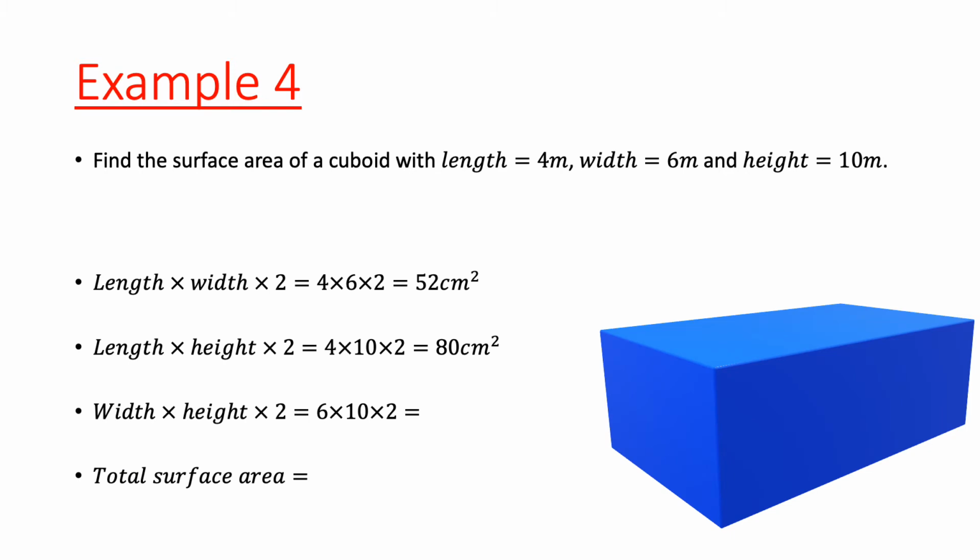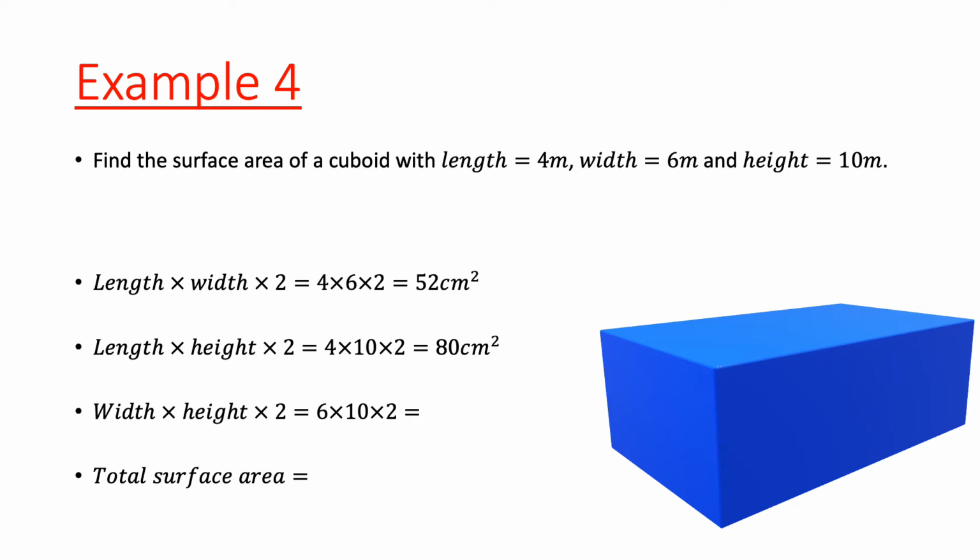Right, example 4, guys. Find the surface area of a cuboid with length 4 meters, width of 6 meters, and then height of 10 meters. So what we're going to do here is multiply by 2. Here is 4 meters, the width here is 6 meters. I've not actually drawn it to scale. And then the height is going to be 10 meters.